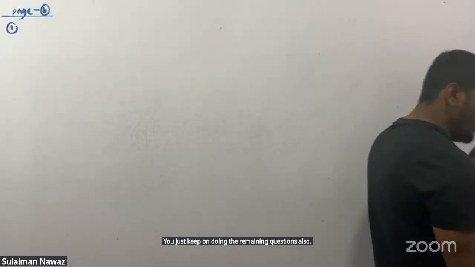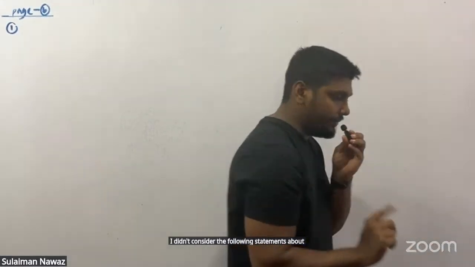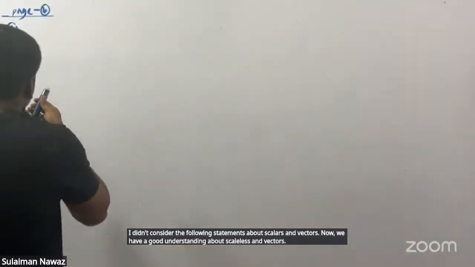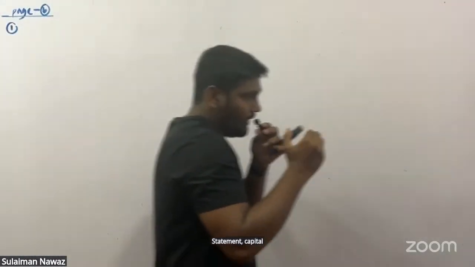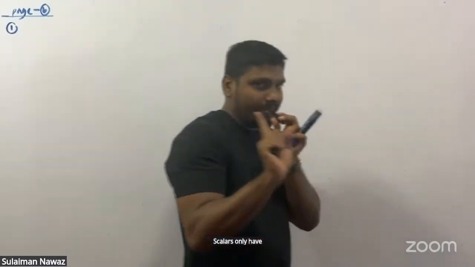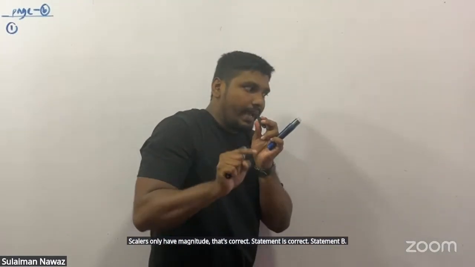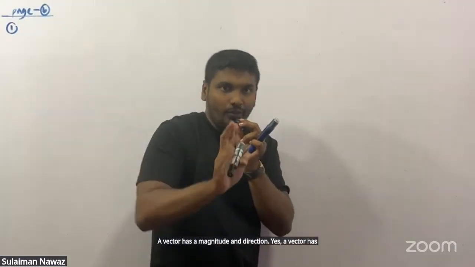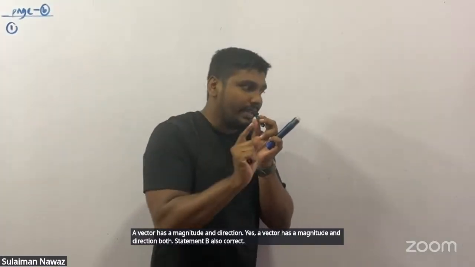Then consider the following statements about scalars and vectors. Now we have a good understanding about scalars and vectors. Statement A says that a scalar only has magnitude. That's correct. Scalars only have magnitude. Statement A is correct. Statement B, a vector has a magnitude and direction. Yes, a vector has both magnitude and direction. Statement B is also correct. Statement C, multiplying a vector by a scalar.